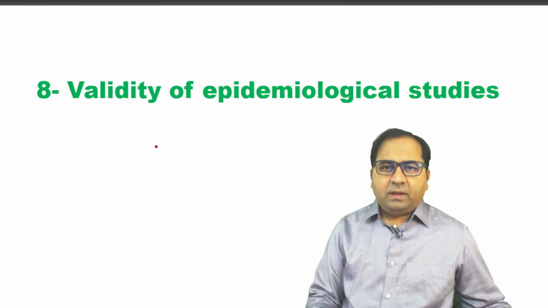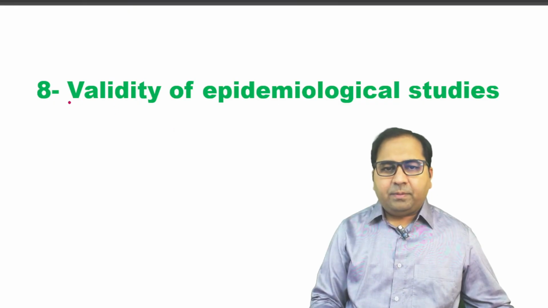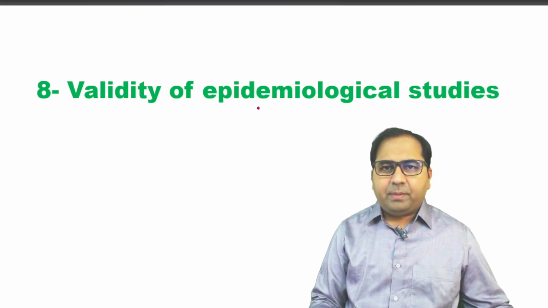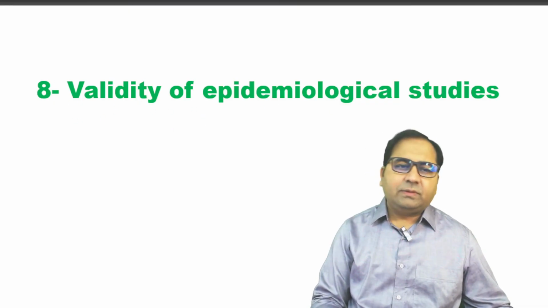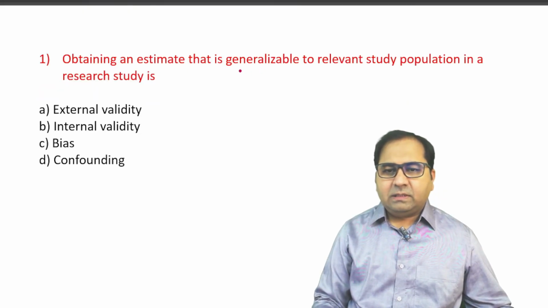Let us continue our journey to solve the MCQs of basic course in biomedical research. Coming to the 8th chapter, that is validity of epidemiological studies. Let us see the first question. Obtaining an estimate that is generalizable to the relevant study population in a research study is what?